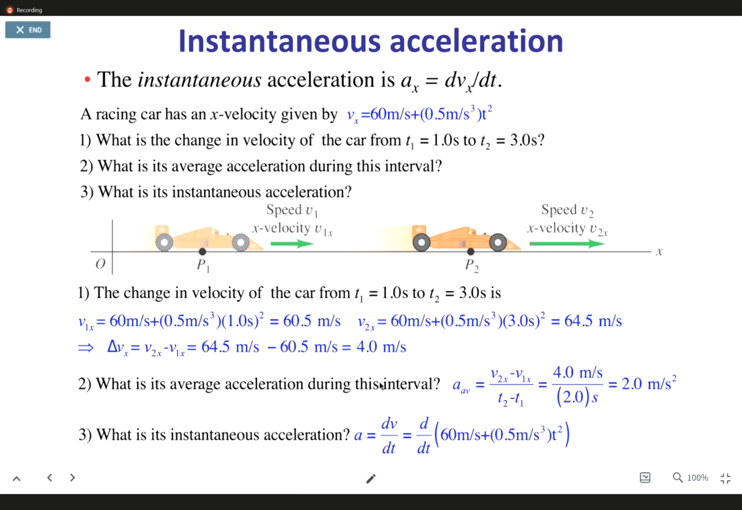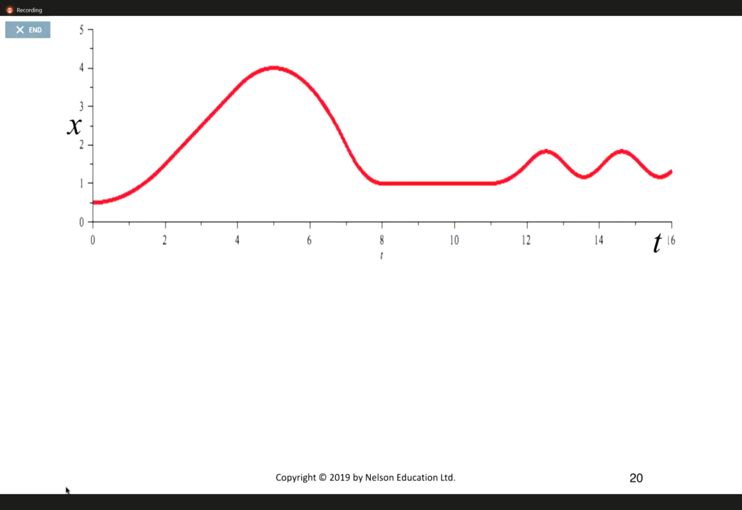Right, I don't think I have time to answer any other questions, and what I want to get into is more position versus time plots.